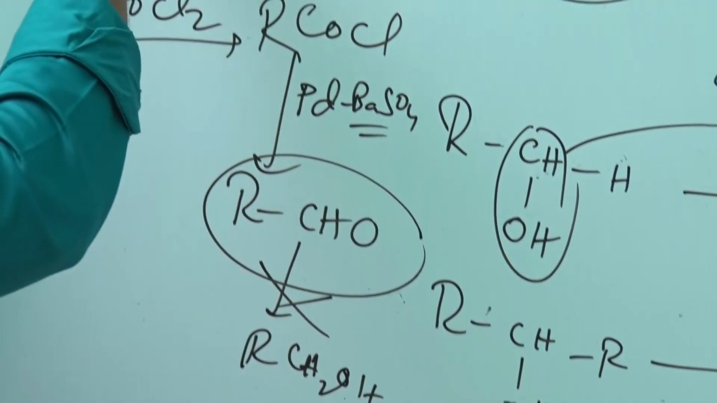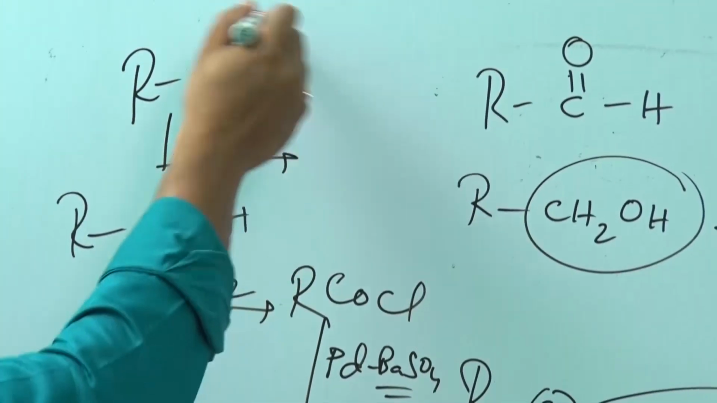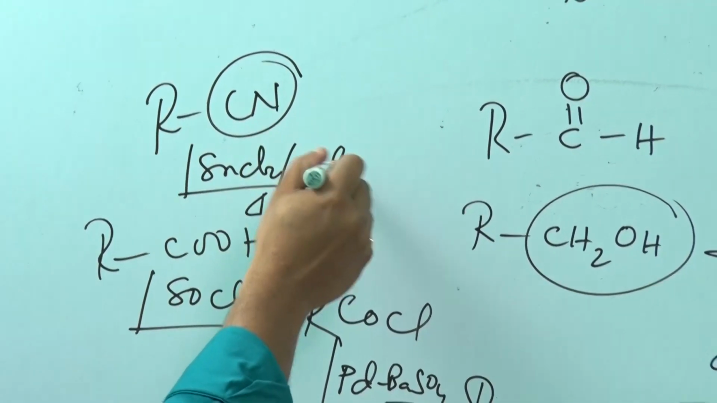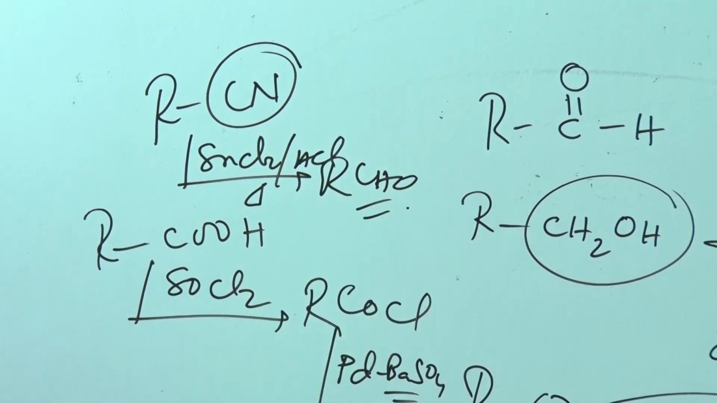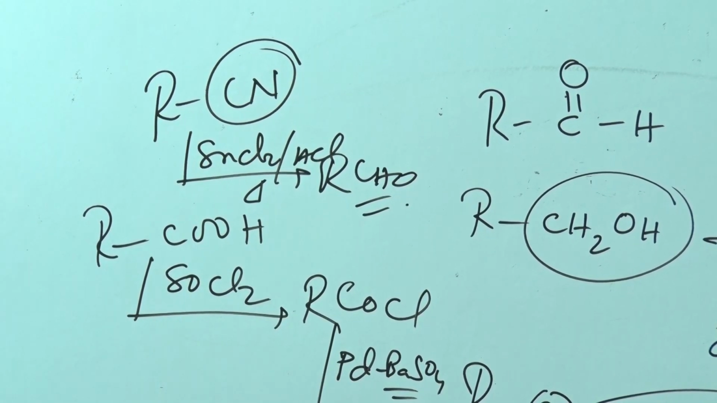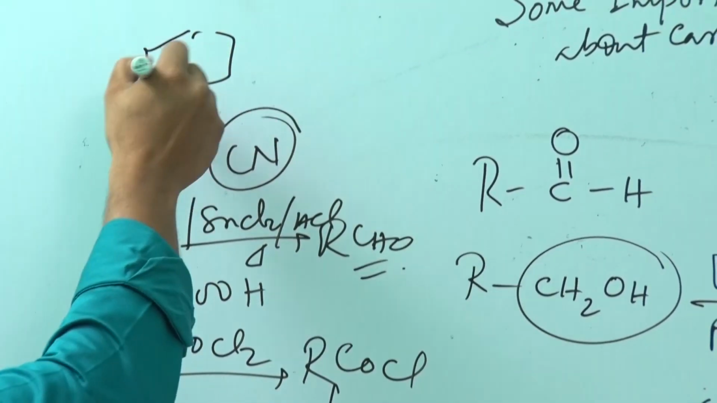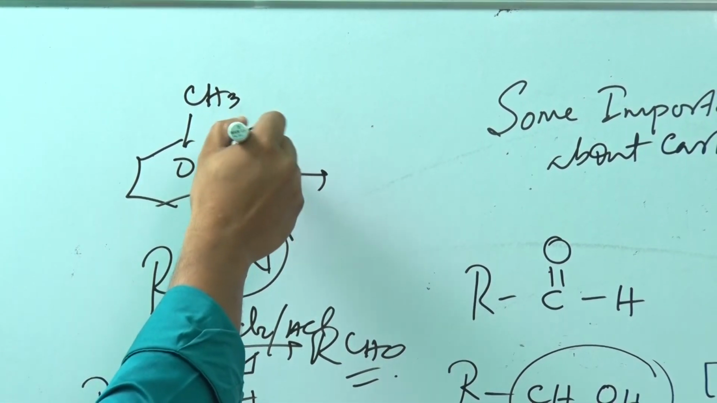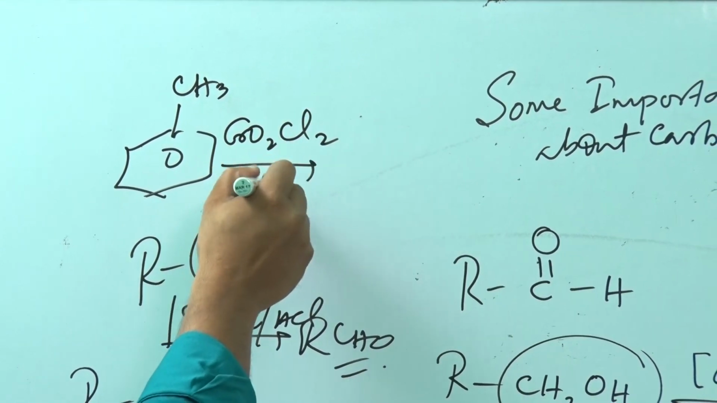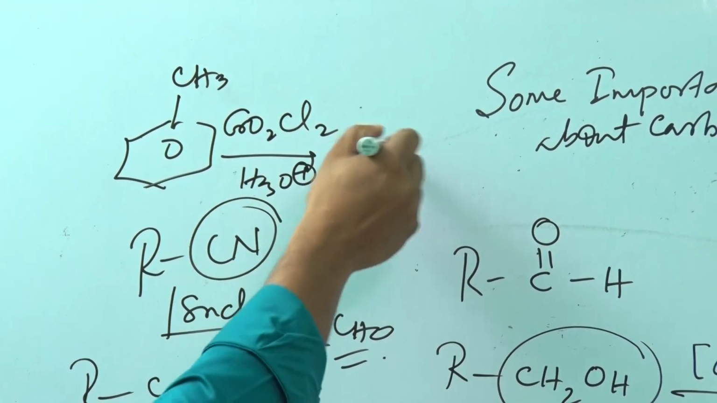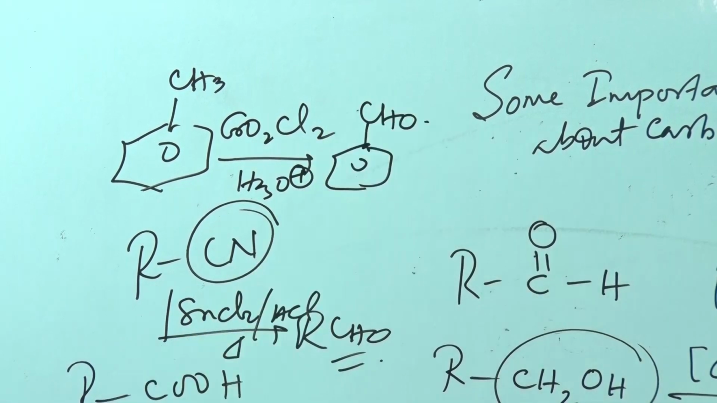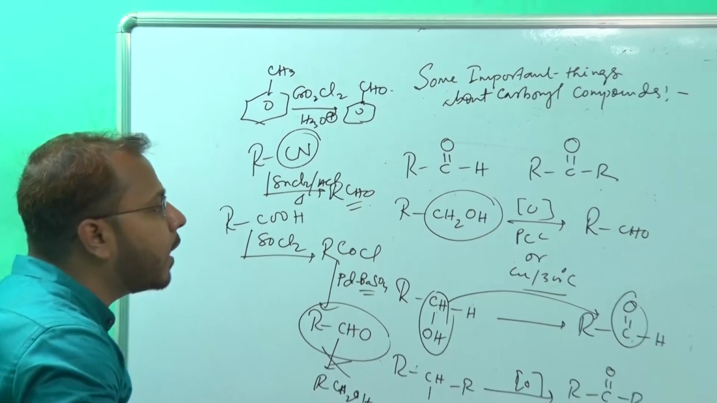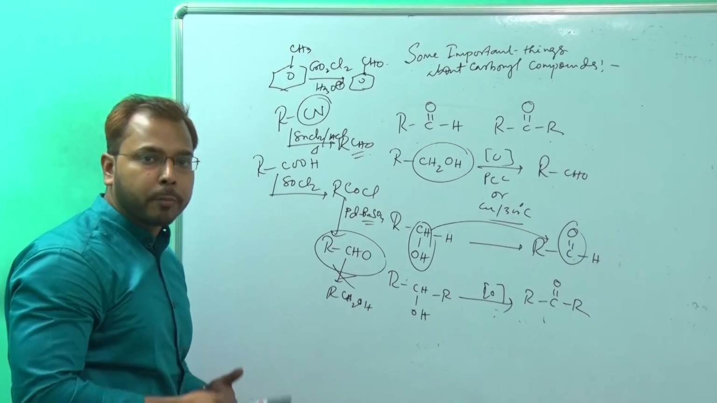By Stephen's method, any RCN cyanide group, if we give SnCl2 and HCl and some heating, then RCHO will be formed. Again, the Etard reaction. Etard means here toluene; if we give chromyl chloride, then H3O+, it will form the CHO portion. So these are some basic methods in brief by which aldehyde and ketone can be obtained.